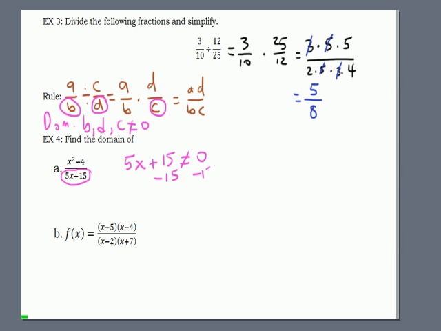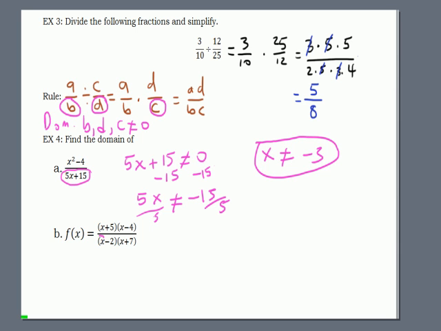We'll start by subtracting 15 from both sides. So 5x shouldn't be negative 15. Dividing both sides of that by 5, we see, I'm running out of room, but x should not be negative 3. So the domain should be the set of all x so that x is not negative 3.